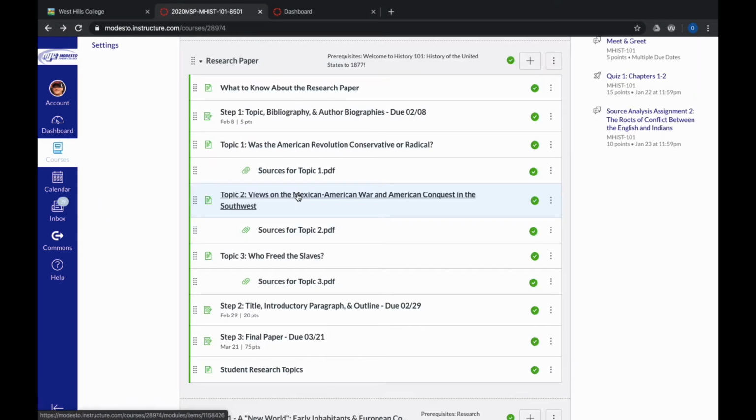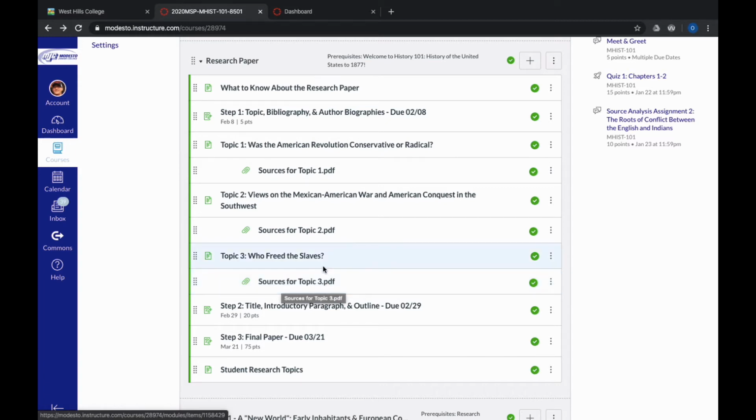really read through the prompt, choose the topic that interests you the most: the American Revolution, views on the Mexican-American War and the American conquest in the Southwest, or who freed the slaves. Was it Lincoln? Was it the Union Army? Was it the slaves? Was it a combination of all three? These are the types of questions that you're going to be looking to answer, and that these different sources are attempting to answer, and you're going to analyze them and determine which viewpoint you think is the most effective, or which viewpoints. It could be a combination of the sources that you find to be the most effective.